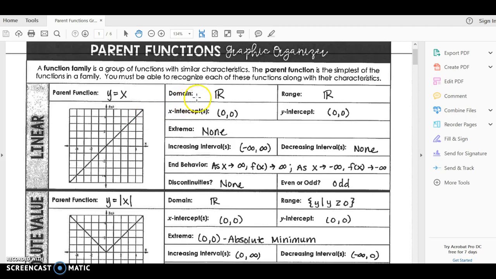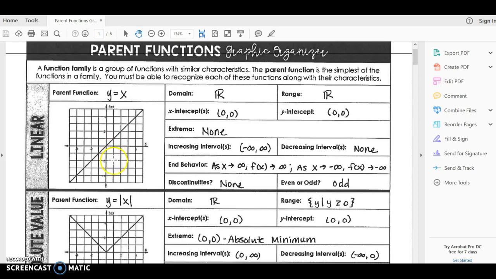Your domain goes in both directions forever, so all reals. It goes up and down forever, so all reals. Remember, your domain is your x's, your range is your y's. Your x-intercept, where does it cross the x-axis? It crosses at 0, 0. Where does it cross the y-axis? At 0, 0. Okay? Don't worry about extrema. We're not even going to worry about those right now.